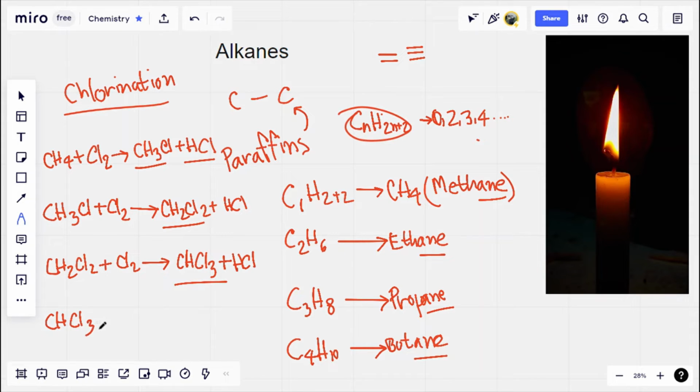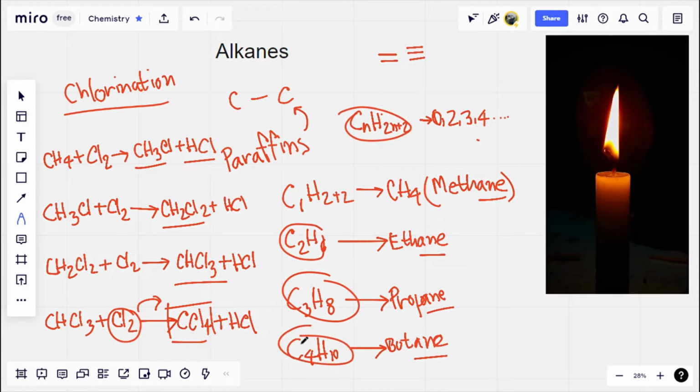again chlorination, plus Cl2, CCl4 plus HCl. This is tetramethyl chloride. And if you notice, this compound doesn't have any hydrogen left, so this cannot be chlorinated again by passing chlorine gas in it. So this is one reaction of alkanes, we can use ethane in here, or propane in here, or butane in here, whatever you like.